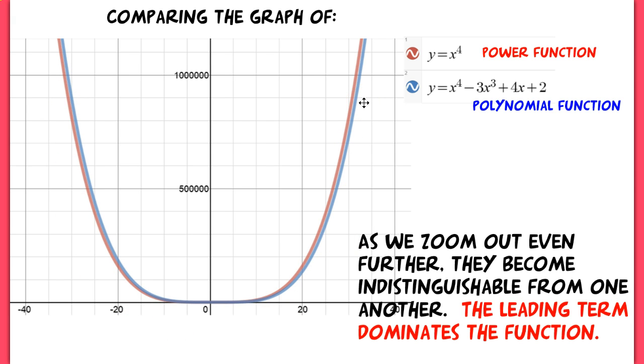So your polynomial function starts behaving like that power function. And as you can see here, the leading term in your polynomial function would be x to the fourth, and it dominates the function. So the graph ends up looking like the power function y equals x to the fourth.